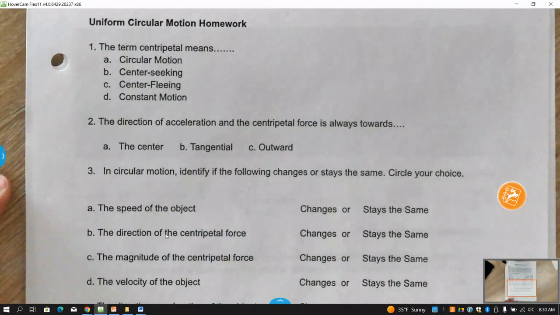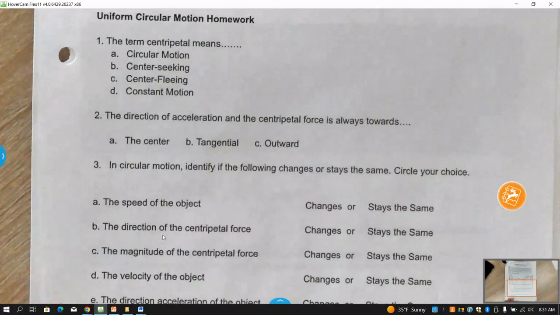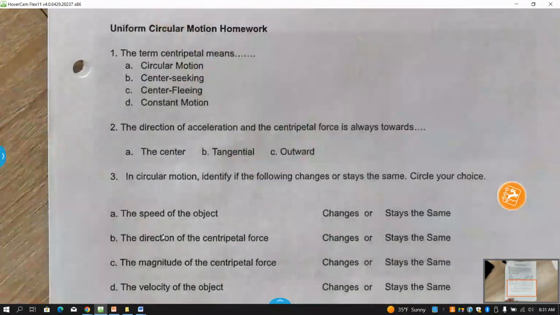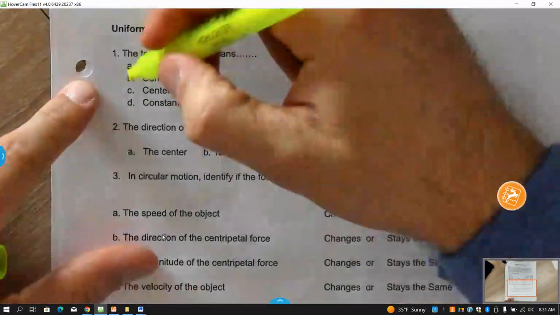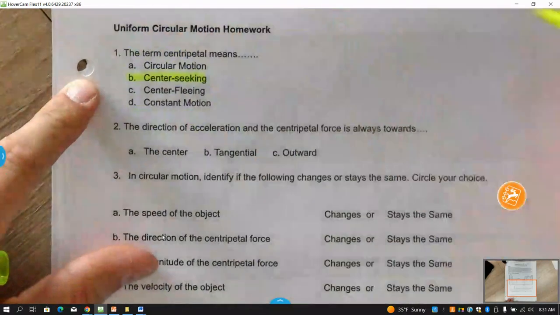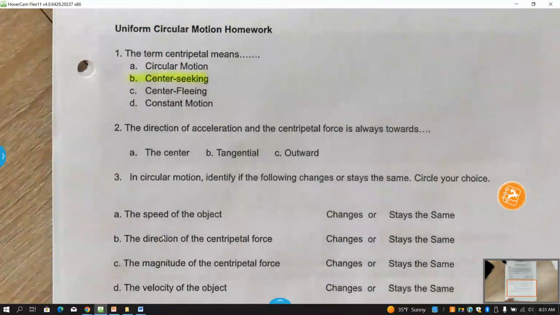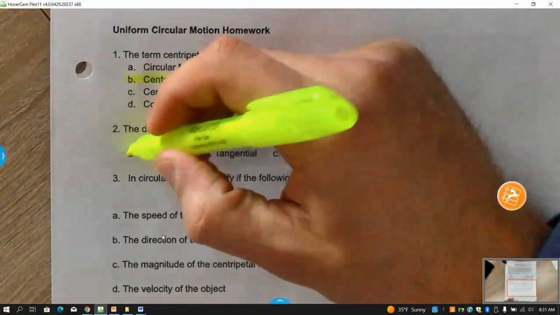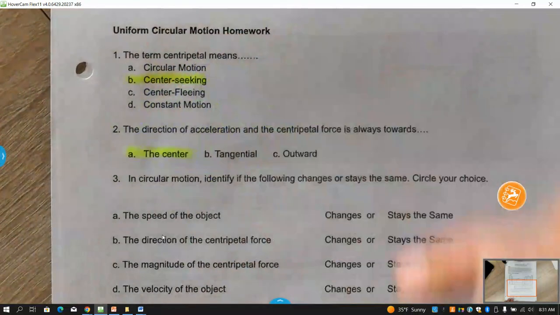All right, so guys, this should be relatively simple. What does the term centripetal mean? You're not wrong. Center seeking. What is the direction of the acceleration and centripetal force? They always act towards the center. Not a trick question. Going in towards the center.